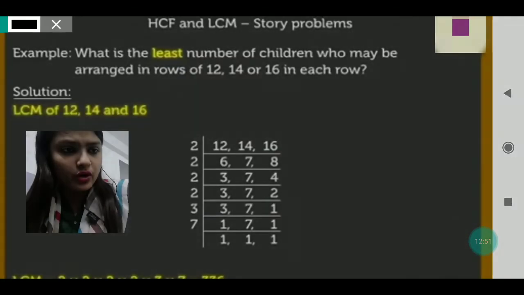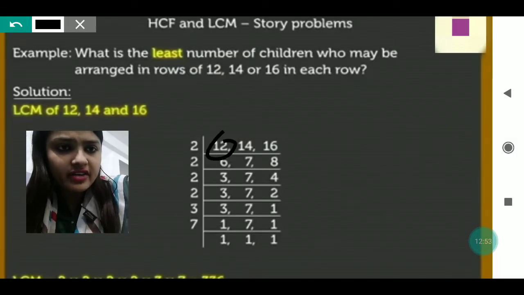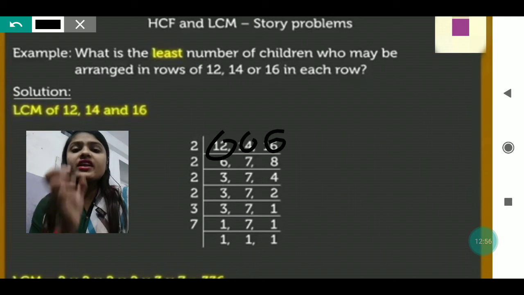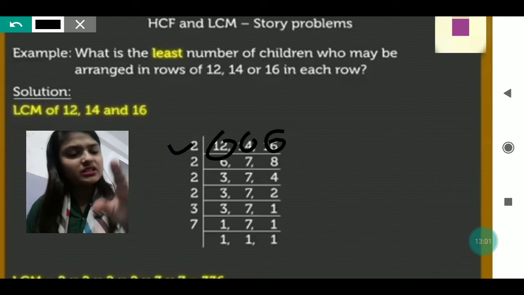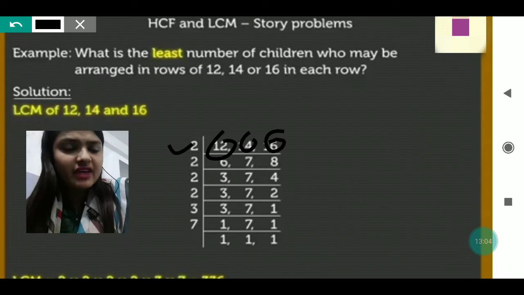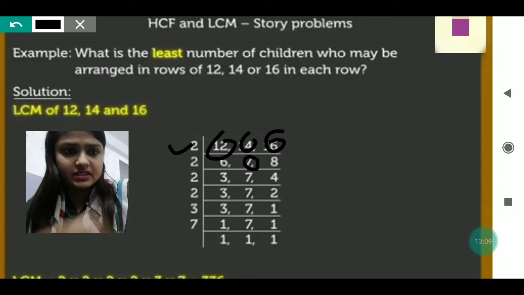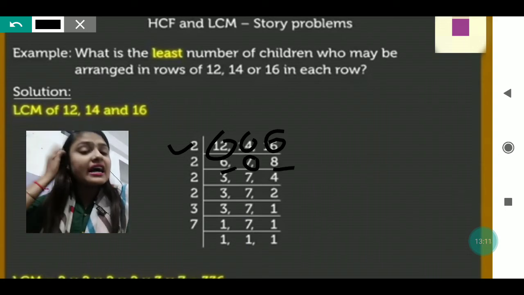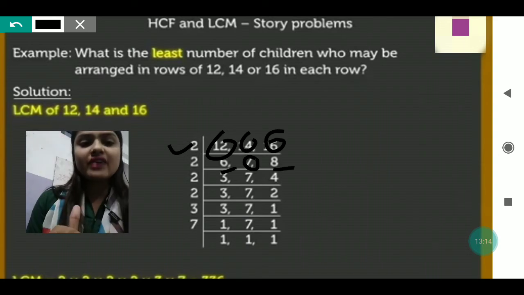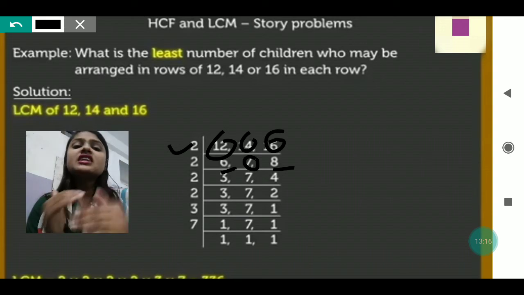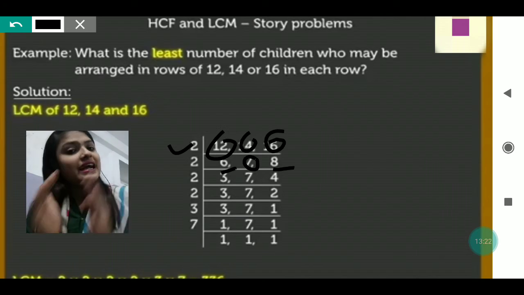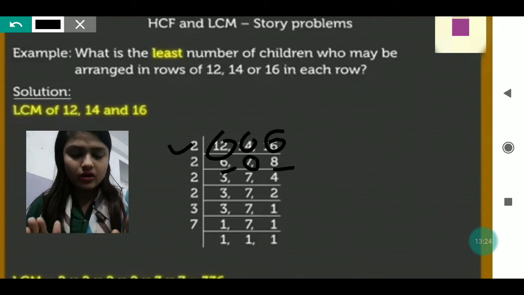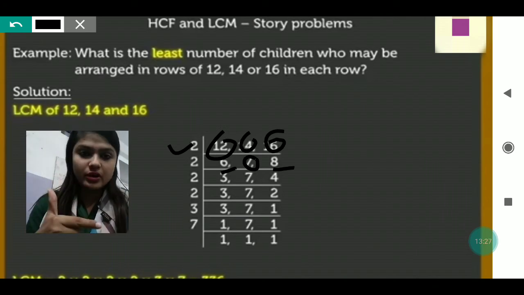So what are we doing? We have written all the numbers. Then the least even prime number I have taken, that is 2, and with that I have divided all, because all were divisible by 2. When I divided, I got 6, 7 and 8. Now 7 is not divisible, but 6 and 8 are again divisible by 2. So again I will divide 6 and 8 by 2. This process will continue till the last, when you get the quotient as 1. When you get the quotient as 1, at that time it is over. Till that time you will continue your process.